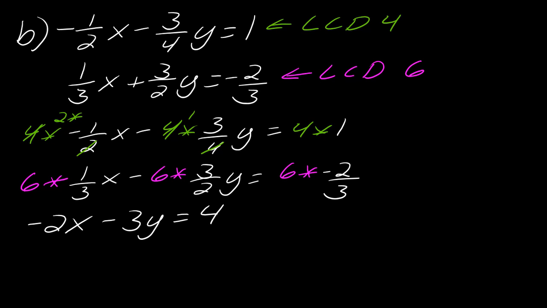Okay, so now let's go to the other equation. 3 goes into 6 2 times, and 2 times 1x will leave me with 2x. And then 2 goes into 6 3 times, and this is going to leave me with 3 times 3y, which is 9y.